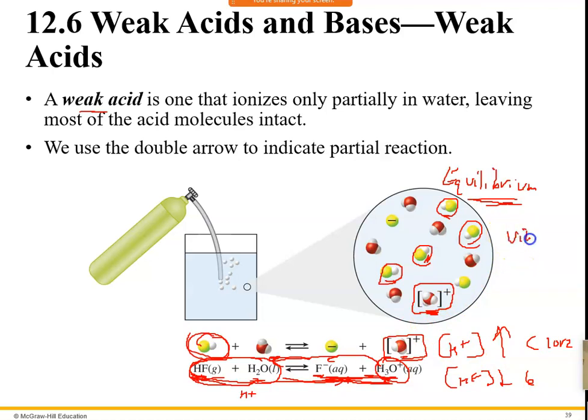Like vinegar, for example, I think the pH is about 4.5. Hydrochloric acid, a strong acid, has a pH between 0 and 1. So just to give you an idea, hydrochloric acid is 1,000,000 times more ionizable than vinegar is.